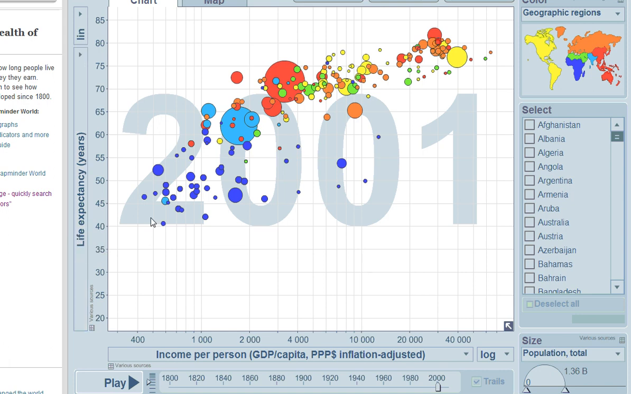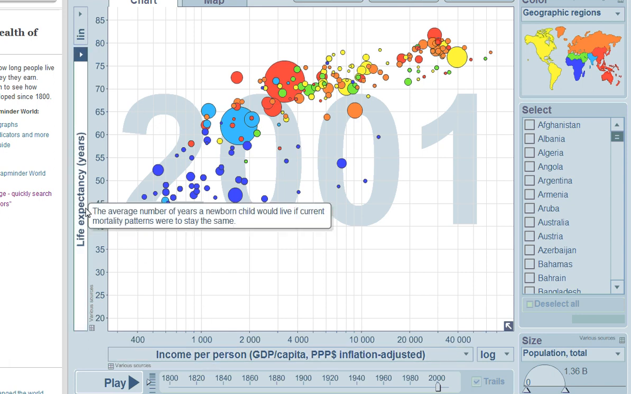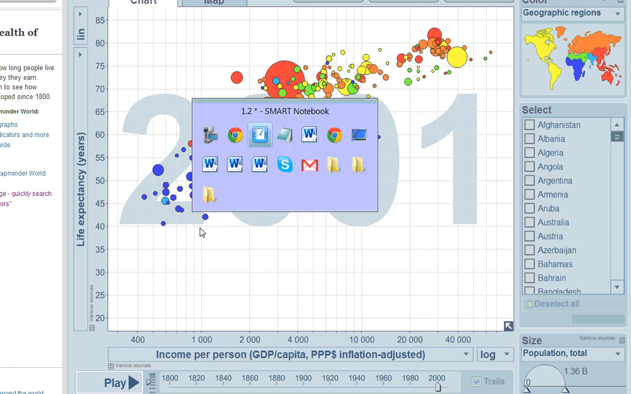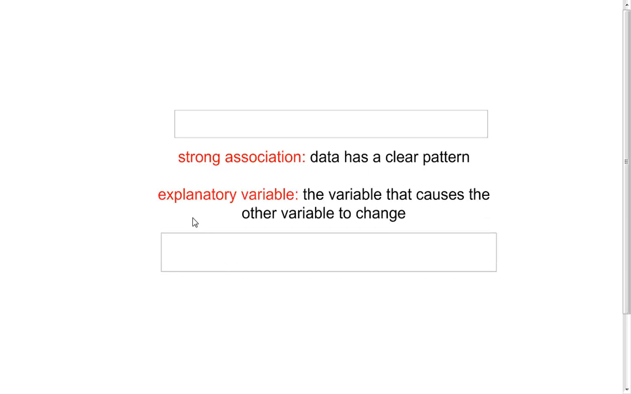Now, living longer, you could argue that perhaps it means that you're in your job longer, and so you will have more experience and make more money each year. But it also means that if people are living longer, they're probably going to retire and not produce income, but still count against the population. So I would say the most logical one is that income explains life expectancy. And so we call this an explanatory variable. It's the variable that causes the other variable to change.